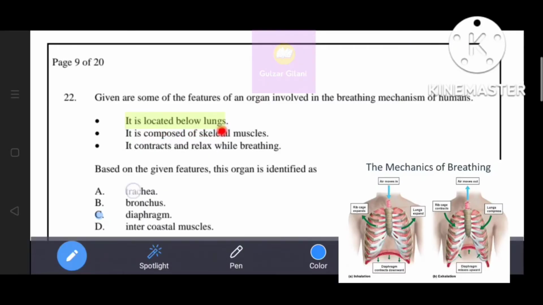We identified it. Among the given options, the correct answer is option C, that is diaphragm. Option C, diaphragm is the correct answer.